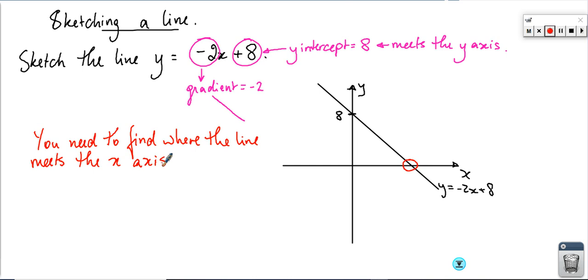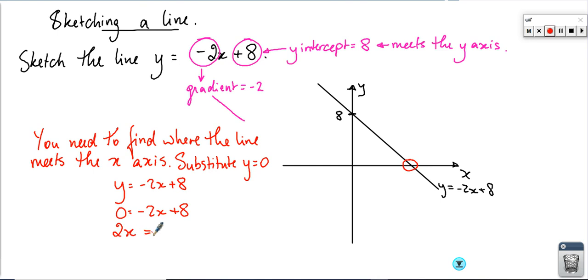Now, to do this, you need to take out the equation and substitute y is equal to 0. So the equation was y equals minus 2x plus 8. I am going to substitute y equals 0. And I'm going to solve this equation. So I get 2x is equal to 8, so x is equal to 4. So now I have found out that this value here is 4. And that is a complete sketch.